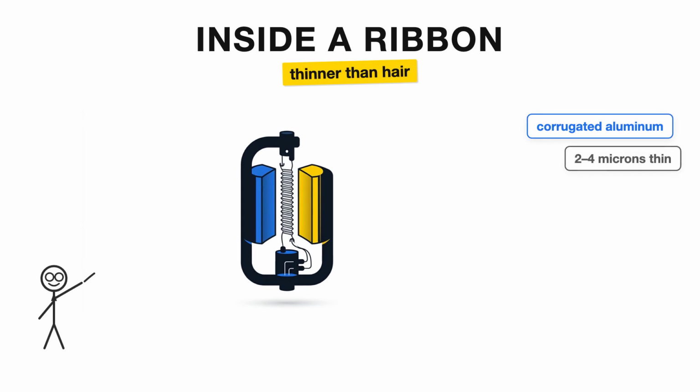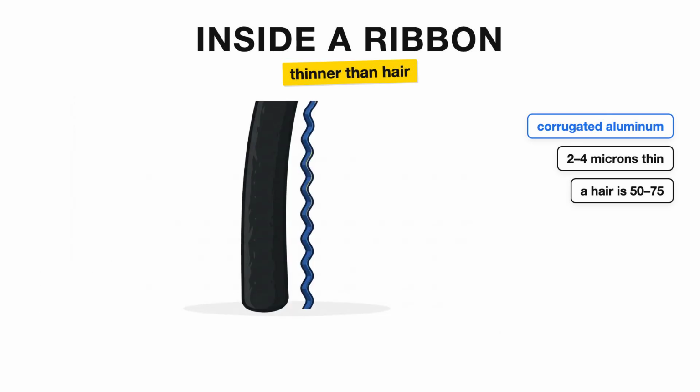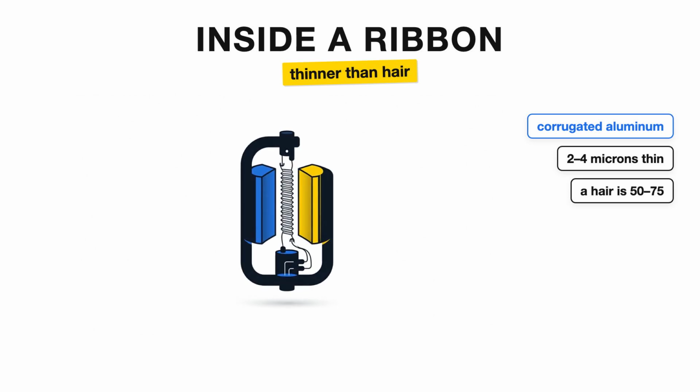A ribbon mic uses a different approach entirely. Instead of a diaphragm attached to a coil or 2 capacitor plates, a ribbon mic holds a single corrugated strip of aluminum suspended in a magnetic field. That ribbon, the entire transducer element, is 2 to 4 microns thick. A human hair runs 50 to 75 microns. The ribbon is thinner than that by a factor of more than 10.